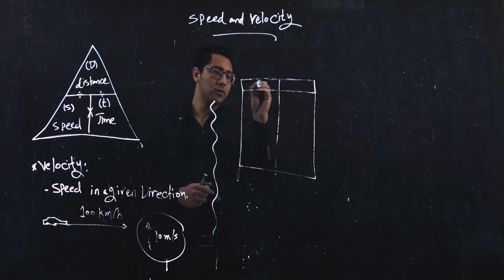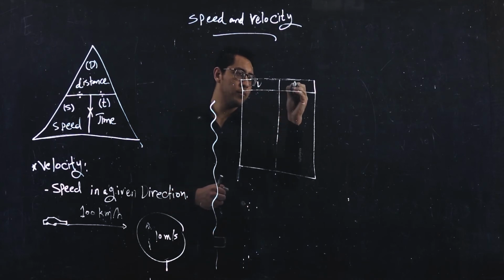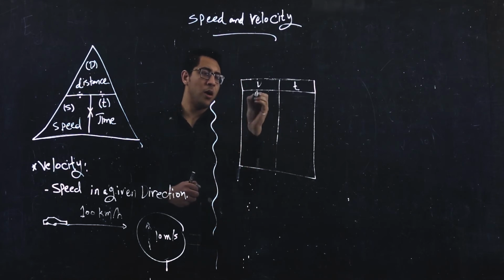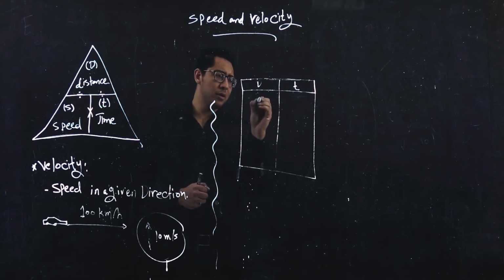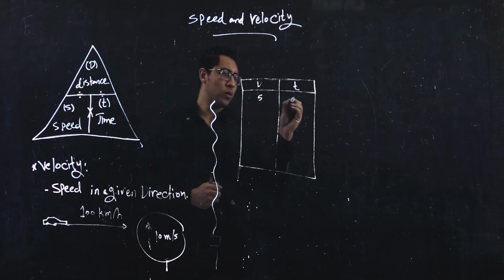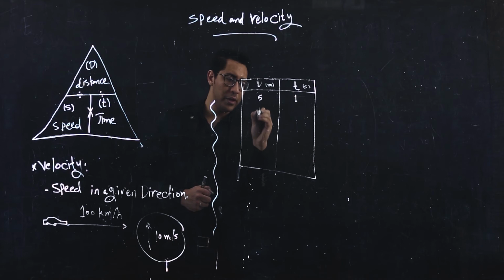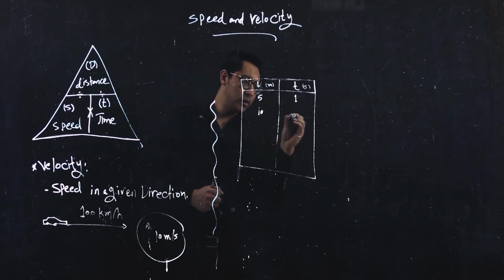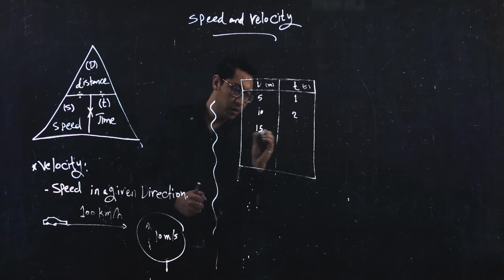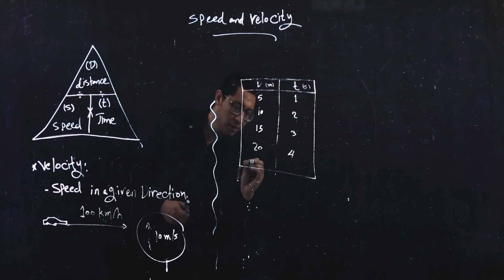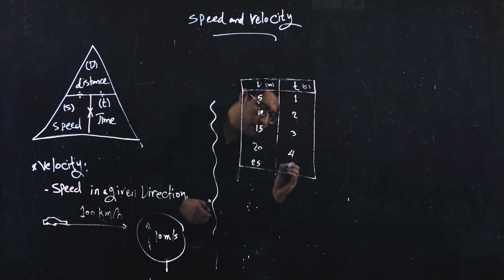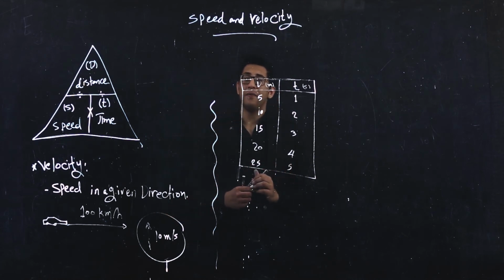Here, distance and time. I tell you an object is moving in distance, for example, 5 meters in 1 second. Here it's meters, time 1 second. And then it moves 10 meters in 2 seconds, then 15 meters in 3 seconds, 20 meters in 4 seconds, 25 meters in 5 seconds. How can you graph the motion of this object?